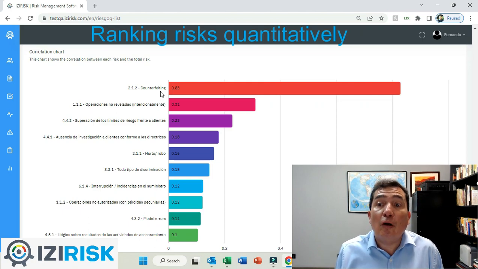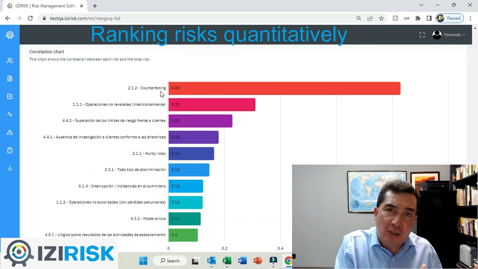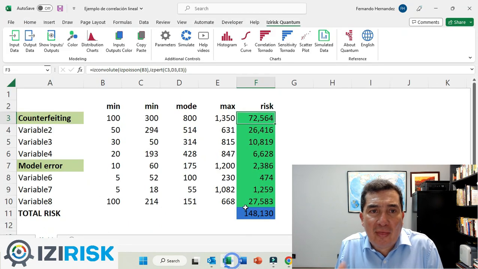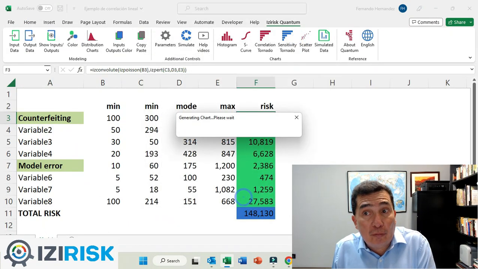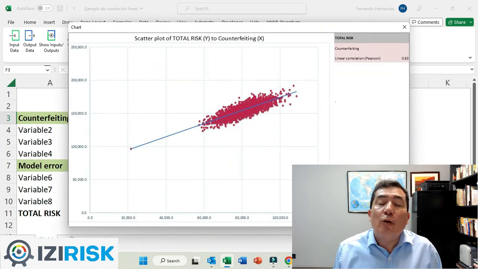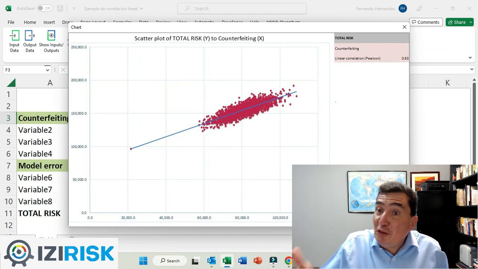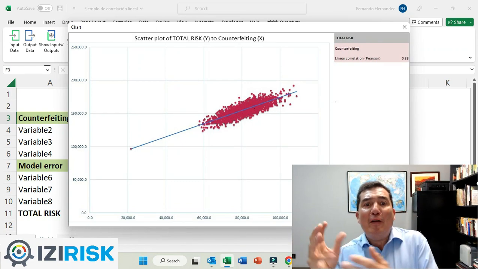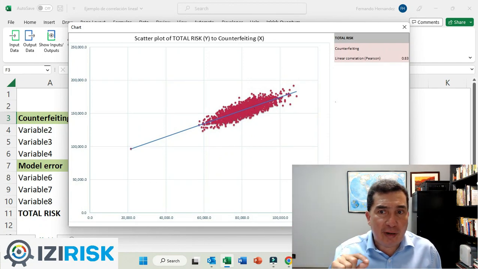In other words, of all the quantifiable risks, counterfeiting is the one with the highest correlation coefficient versus the total risk. If we displayed the thousands of scenarios generated between the risk of counterfeiting and the total risks in a scatter plot, we can see how these thousands of scenarios line up. We could say that the correlation coefficient is a relative measure of how far away all these points are from the best fitted straight line.